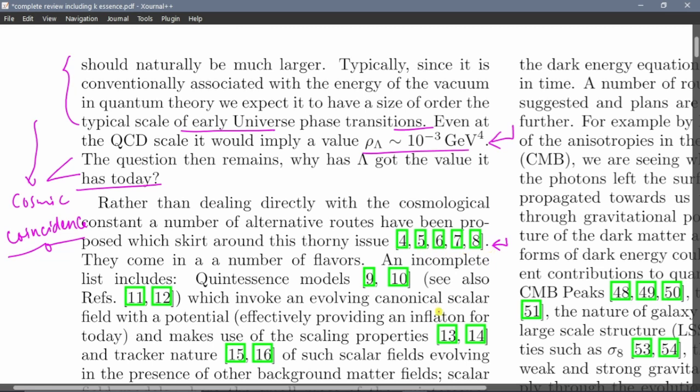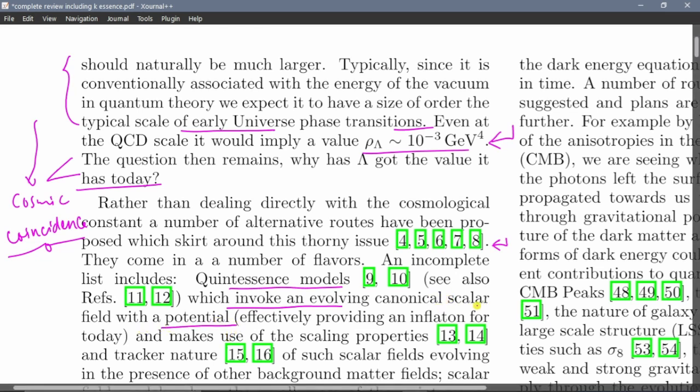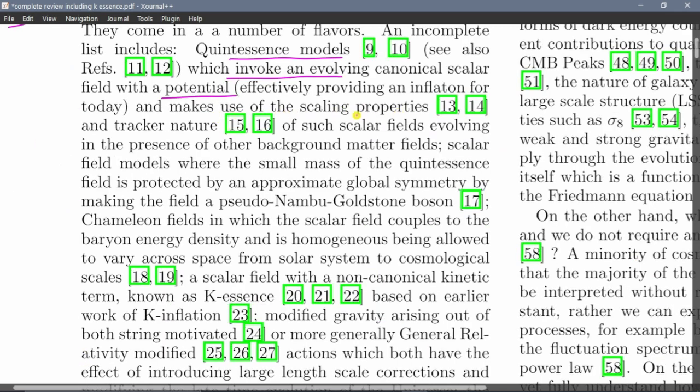In these things you can find. They come in a number of flavors. An incomplete list includes quintessence model, which invokes an evolving canonical scalar field with a potential. So we have to understand what is the meaning of canonical scalar field and what is the potential that will play its role, effectively providing an inflaton for today, and makes use of scaling properties.